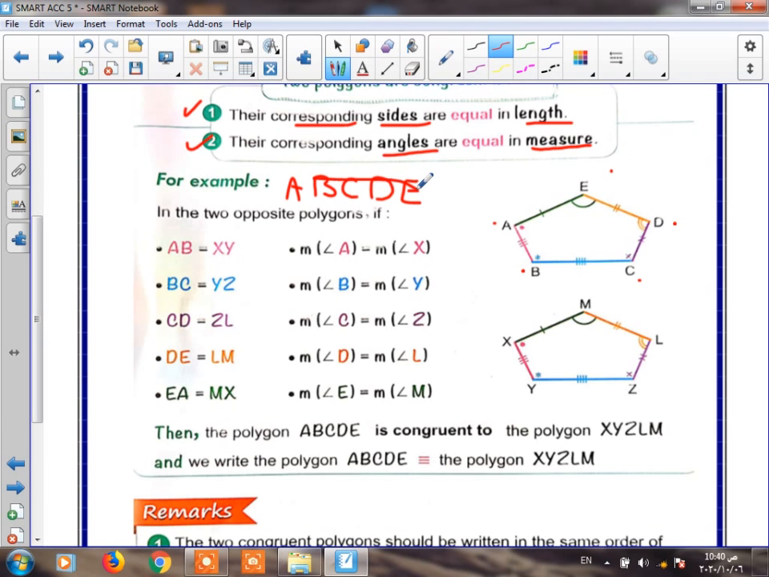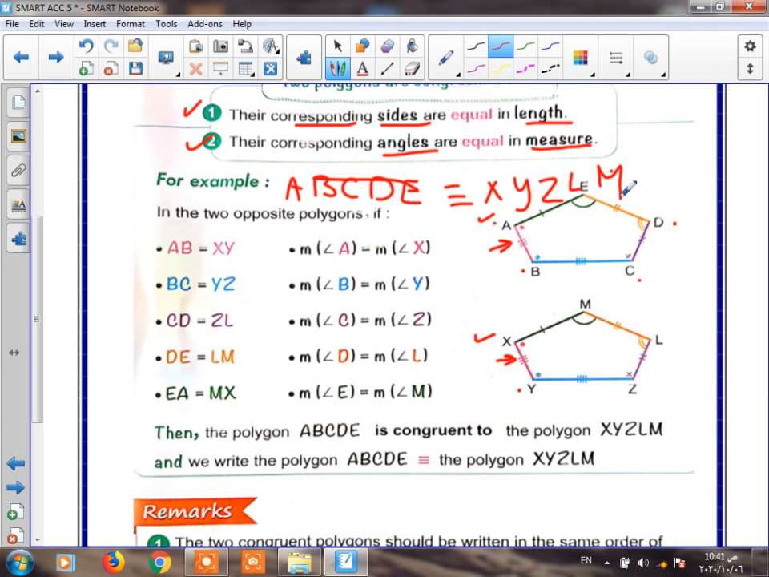The big one, AB, is congruent to, or equal in length to, XY. Look at this line: here we have 3 marks, and here also 3 marks. That means AB equals XY. So I start the order from A, then B, C, D, E, and we must use the same order, starting from X, Y, then Z, L, M. And here we put the congruent sign. So we have ABCDE congruent to XYZLM.